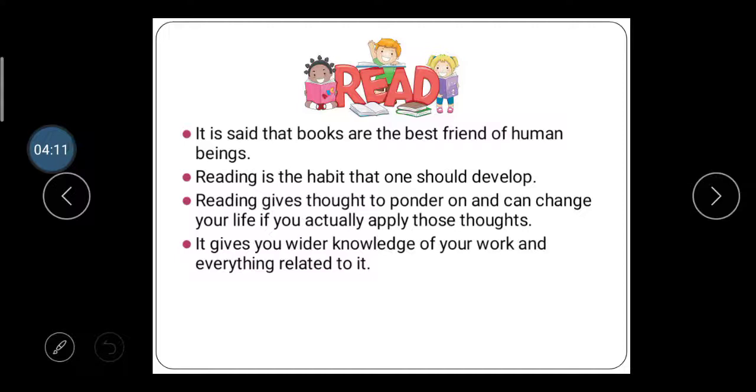If you get new knowledge from a book, then you can apply it in your personal life and also in your professional life. It gives you wider knowledge of your work and everything related to it. If you have enthusiasm to get higher knowledge, at that time reading provides you the best quality and quantity of information.